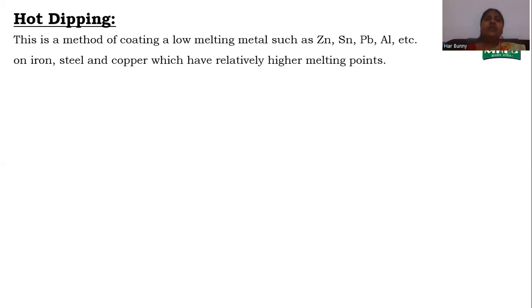So why are we going to coat the iron metal with lower melting metals? Because if the melting point of the coat metal is higher than that of the iron metal, the iron gets dissolved in those metals. So that is why we always choose lower melting point metals like zinc, tin, lead, aluminium to coat on the surface of the iron metal. As I said, hot dipping is of two types, galvanization and tinning.